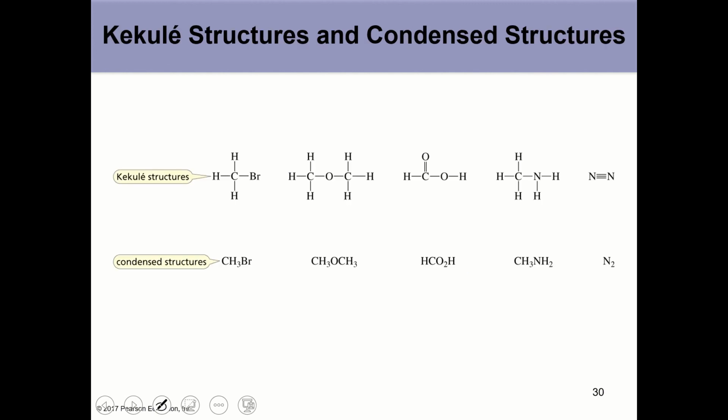In organic chemistry, the most common structures we use are Kekulé structures, condensed structures, and skeletal structures. When we draw these structures, for Kekulé structures, we do not draw lone pairs. But you must remember that they are present. Also, in condensed structures, we do not draw bonds.